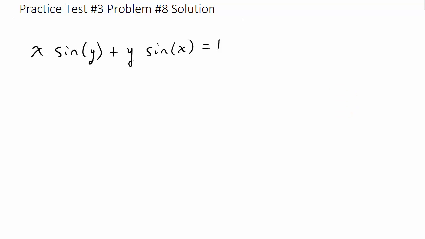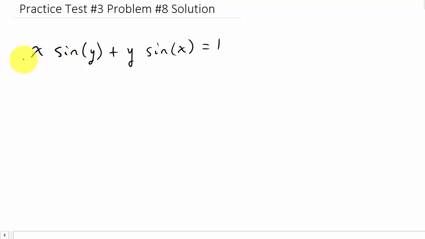If we're looking at this, we've got x times sine y. For this part, we're going to have to use the product rule. And then we have the second part, y times sine x. Well, we're going to have to use product rule there also. Hopefully you remember how to do implicit differentiation. I'll kind of go through it. I have some videos on it if you need to go check those out. So let's go ahead and get started with this.